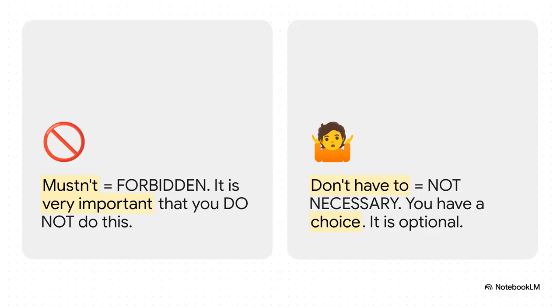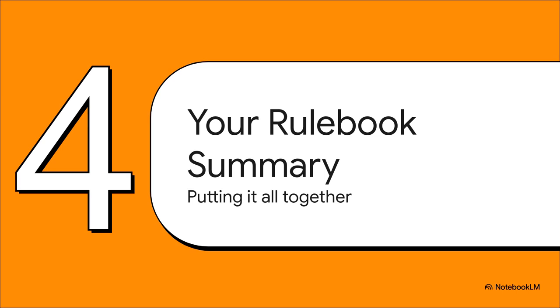Okay, lean in, because this is huge. Mustn't and don't have to look kind of similar, but they mean completely different things. Mustn't means something is forbidden. It means, do not do this, it is very important. Think, students mustn't cheat. But don't have to, that just means something isn't necessary. You have a choice, it's optional. You don't have to come to the party means it's your call. One is a strict rule, the other is total freedom. Getting this right is a massive step.